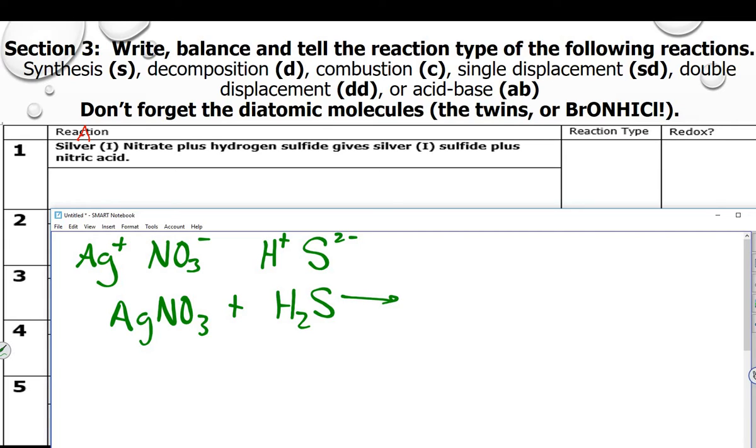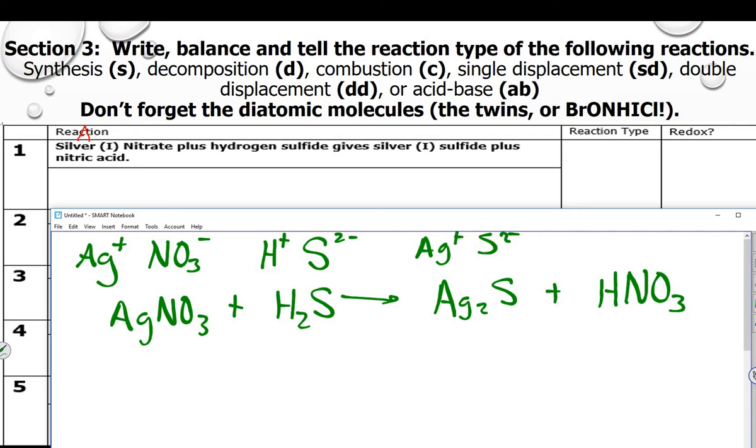Okay, gives. Silver 1, so I've got Ag again, plus, and sulfide again, 2 minus. So I'm going to have Ag2S plus nitric acid. I'm going to give you that one because we have not talked about that. That's HNO3.